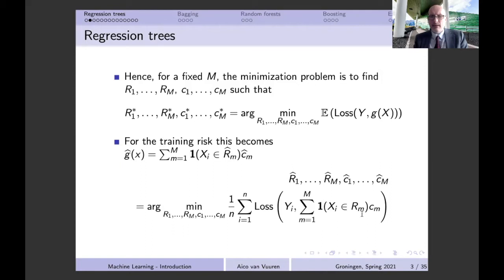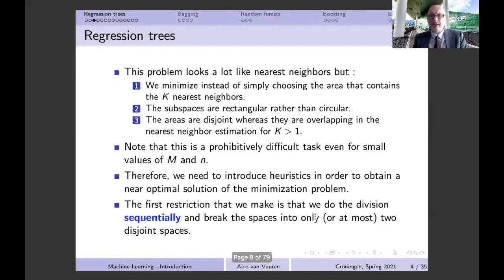And the reason behind that is that what we do here is set all the r's at exactly the same time. And you should realize that, of course, in a particular feature space, there are many, many r's that we can actually choose among. So that makes it really infeasible just to try to find the combination of the r's and, of course, the c's that is going to minimize this thing over here. Therefore, what we're typically going to do is introduce heuristics in order to obtain a near optimal solution of the minimization problem.